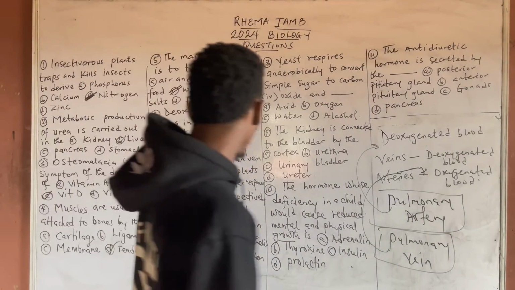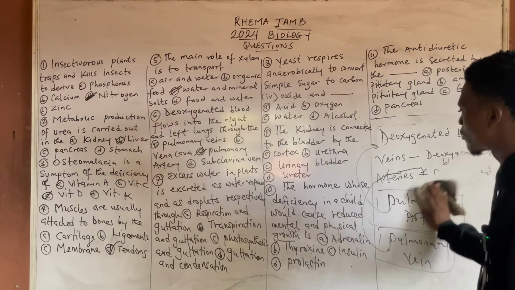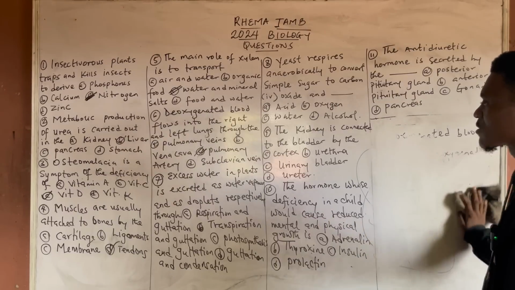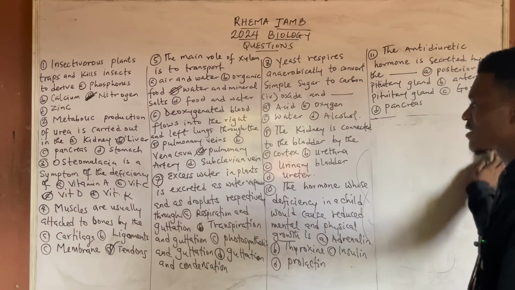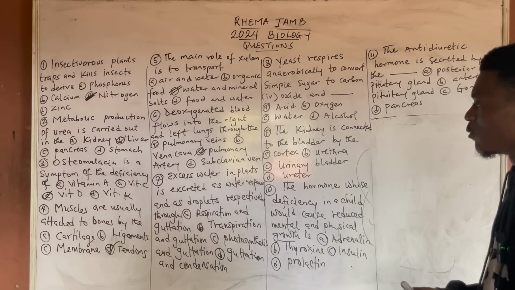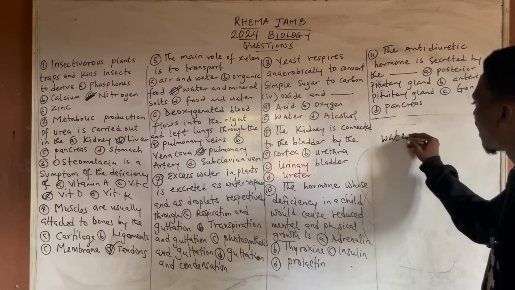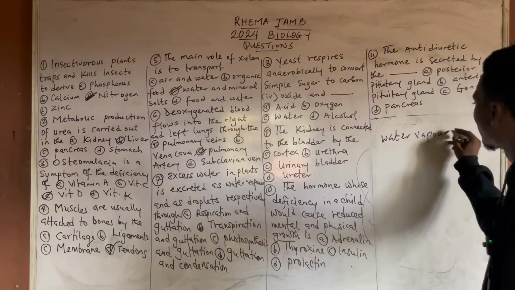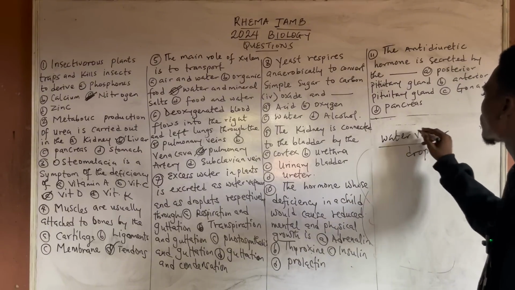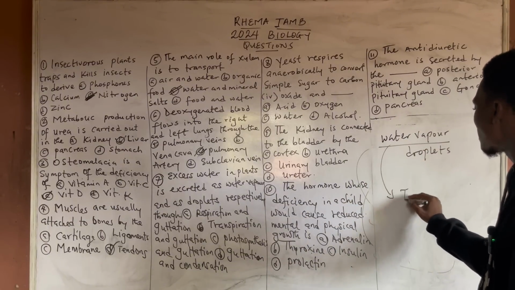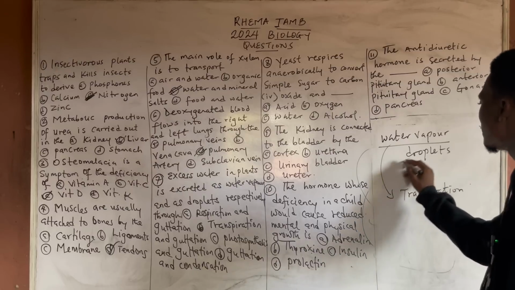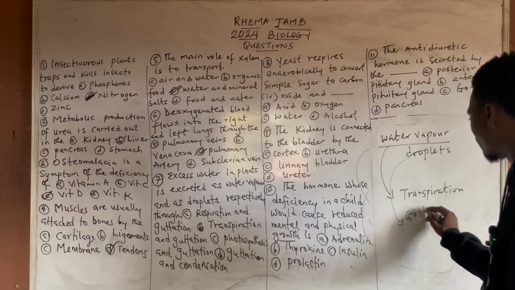Let's quickly look at question 7. Now for question 7, we are told that excess water in plants is excreted as water vapor and as droplets respectively. True. Now there are two things there. We have water vapor and we have droplets. That's water droplets. Now this water vapor is concerned with what? With transpiration. Then while the droplet is concerned with guttation.